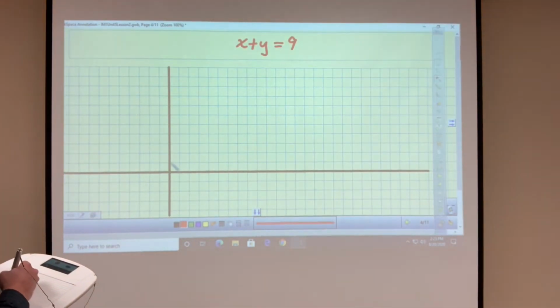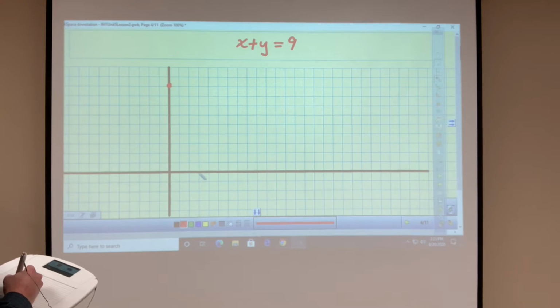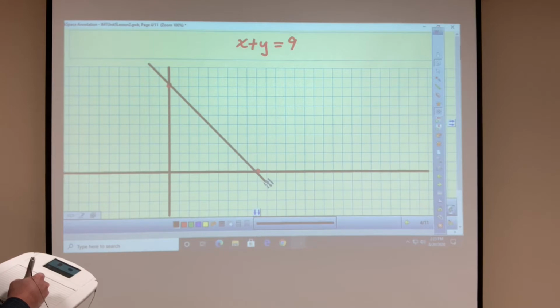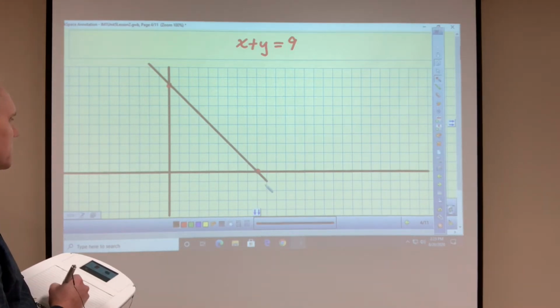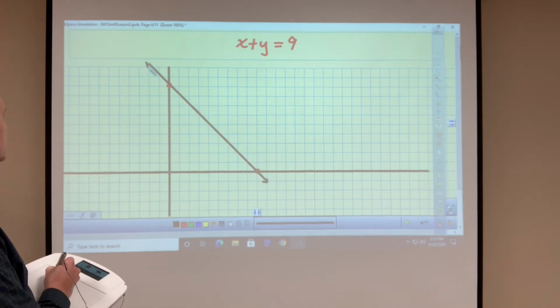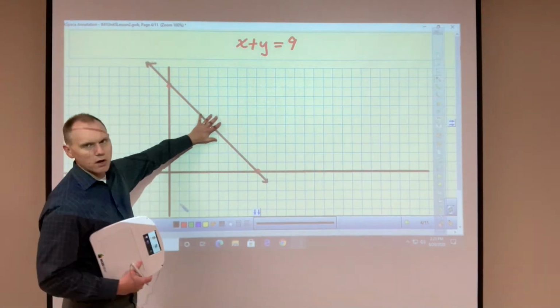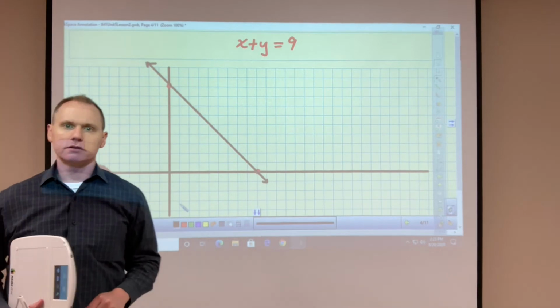So if we go 1, 2, 3, 4, 5, 6, 7, 8, 9 in the y, 1, 2, 3, 4, 5, 6, 7, 8, 9 along the x. Then of course from there we can connect the two and see what we have here. Of course, this is going to extend out forever in both directions. However, it's only really the first quadrant that makes a whole lot of sense in this example.